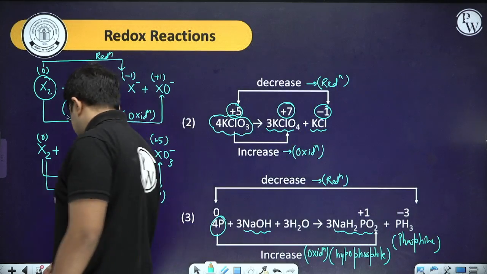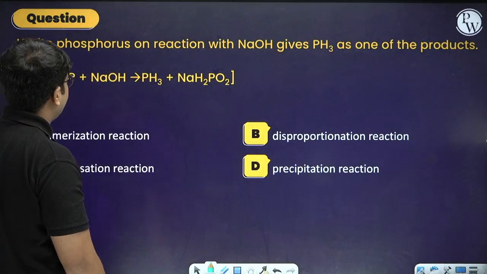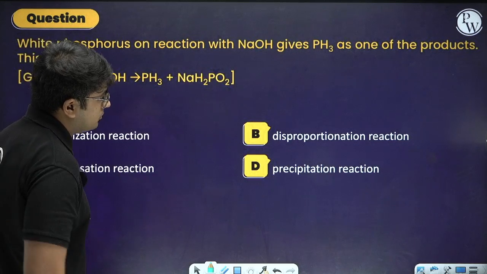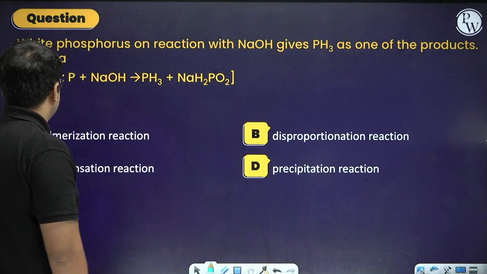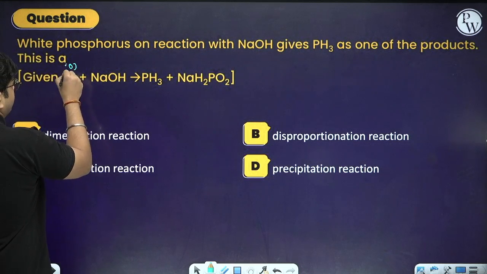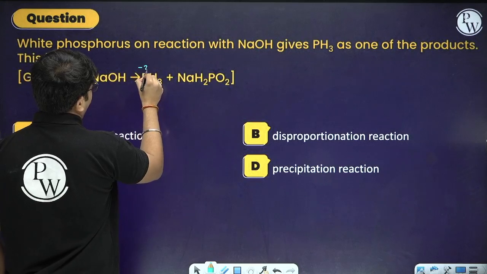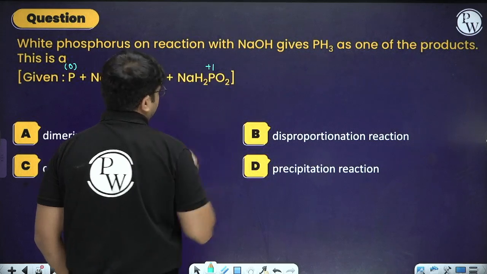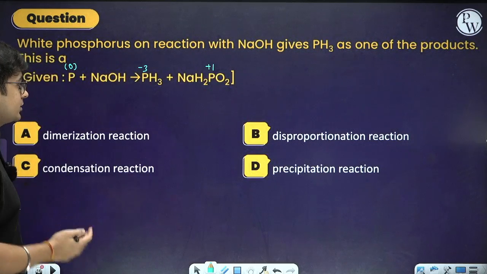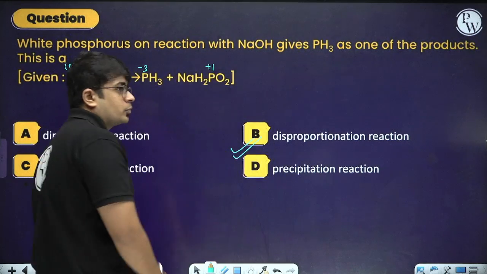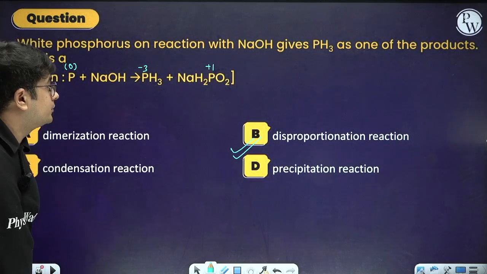Now in the same way, let's take a very interesting question: white phosphorus on reaction with NaOH gives PH3 as one of the products. In this case P, which is present in its native form, is converting into -3 in PH3, and in the other product it is converting into +1. This type of reaction is a very common example of a disproportionation reaction. So the answer will be disproportionation reaction.